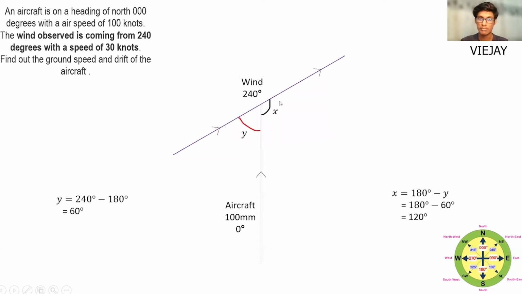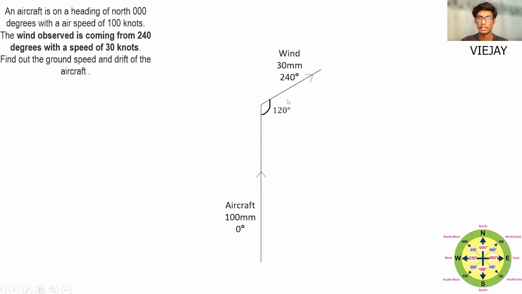Now, the next step is going to be finding the angle between the wind's direction and the aircraft's direction, which is going to be the x. Before finding x, we're going to find the value of y, and y is going to be 240 degrees minus 180 degrees. We'll get the value of 60 degrees. And x is going to be 180 degrees minus y, which is going to be 120 degrees. Now, it says the wind is traveling with a speed of 30 knots, which means the wind's length is going to be 30 millimeters, like this.